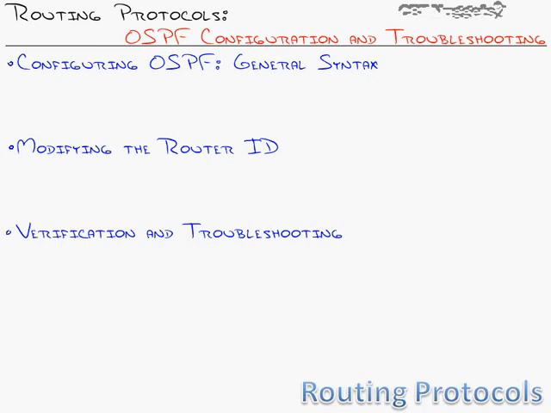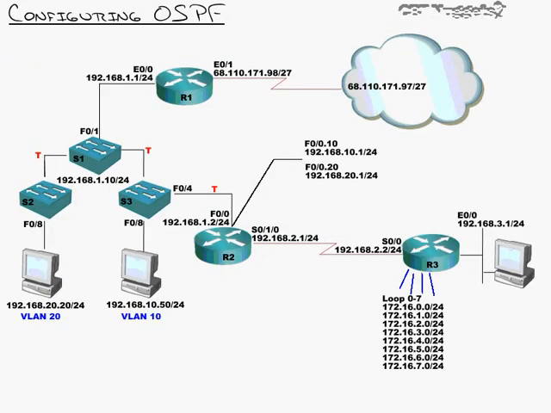The second concept I want to talk about is the router ID, or the name of the router, what importance that has and how to set that. And then finally, we'll look at the verification and troubleshooting commands with OSPF. So let's get going. Configuring OSPF is not much more difficult than configuring most of the routing protocols, but there are a couple tweaks that I need to show you.